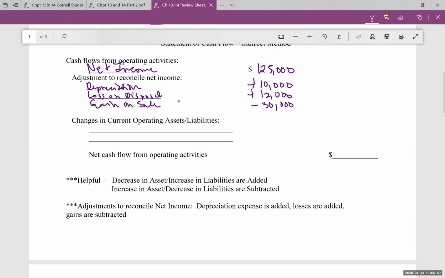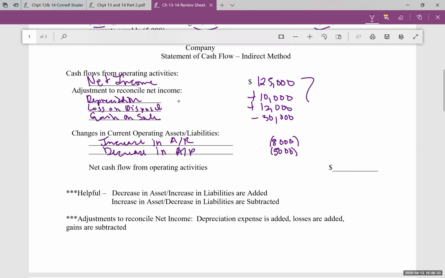Changes in current operating assets and liabilities. This is where we had our increase in AR, so the accounts receivable went up, and that is a minus $8,000. So the increase was up, so we're going to subtract that because customers didn't pay us as much. There was a decrease in accounts payable, and that is also a subtraction. Basically, the company paid more to their creditors, so their AP went down.